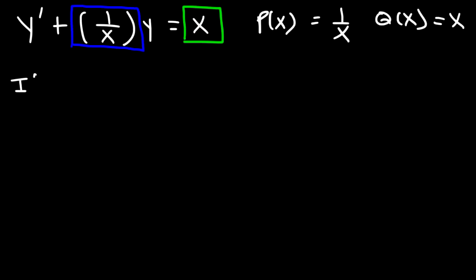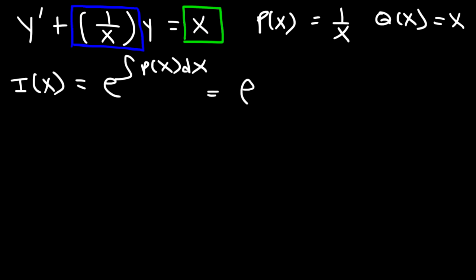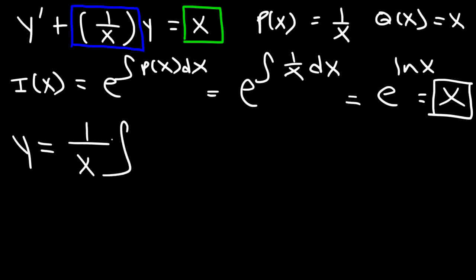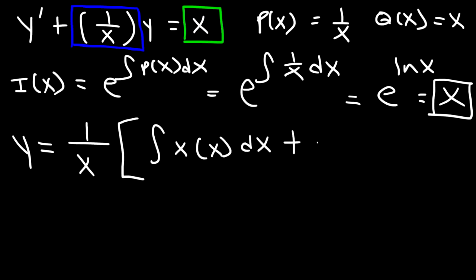So now let's determine the integrating factor, which is e raised to the integral p(x) dx. So p(x) is 1 over x, and the antiderivative of 1 over x is ln x, and e to the ln x is simply x. So this is the integrating factor, and so y is going to be 1 over the integrating factor, and then times the integral of I(x), which is x, times q(x), which is also x, dx plus c.